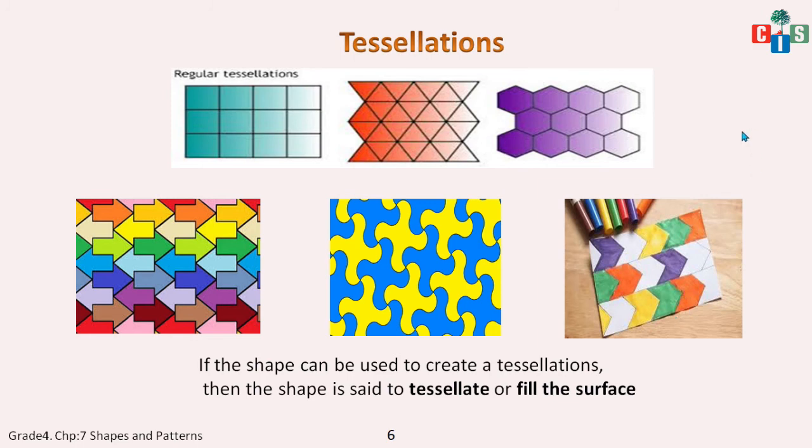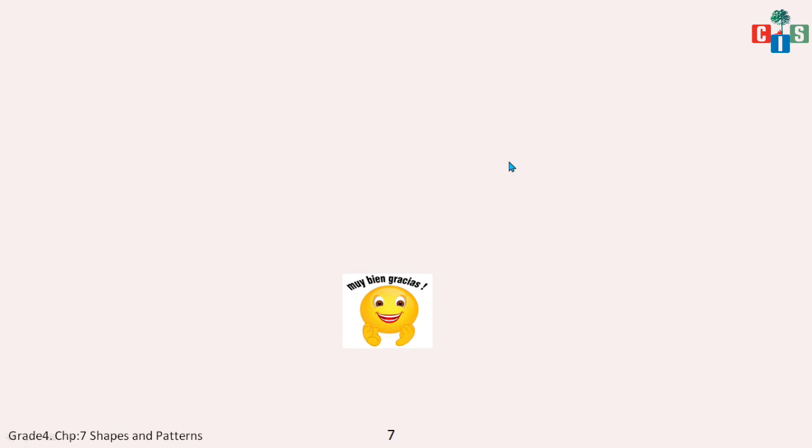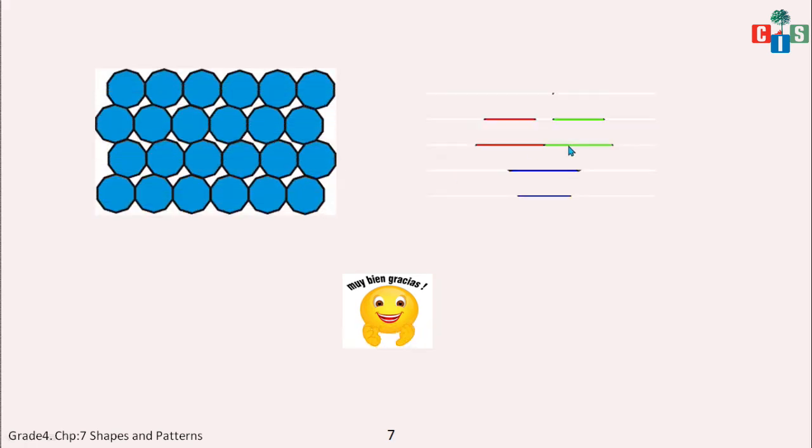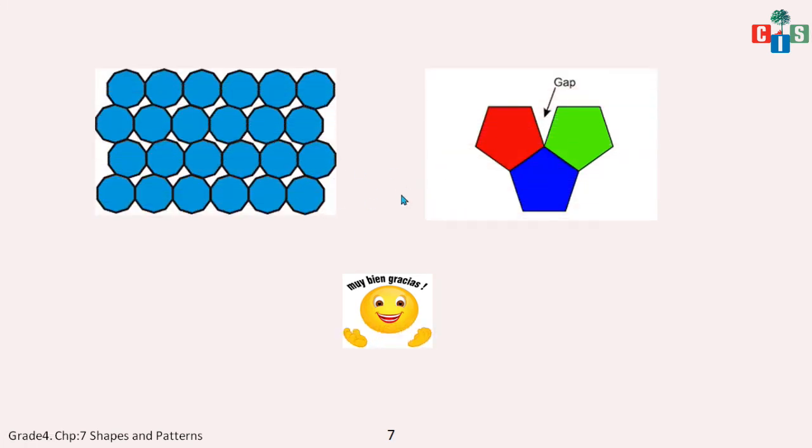Okay. Now observe these two figures, this one and this one. Is this an example of tessellation? No, this is not an example of tessellation, because for tessellation this gap should not be there. Are you observing the gaps? This gap should not be there, and there should be no overlapping also. They should not be over one another. There should be no overlapping. So these are not called tessellation.